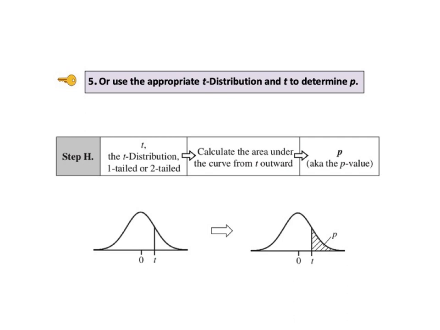Like alpha and t-critical, t and p convey the same information. If you know the value of one and which t-distribution to use, you can calculate the value of the other.